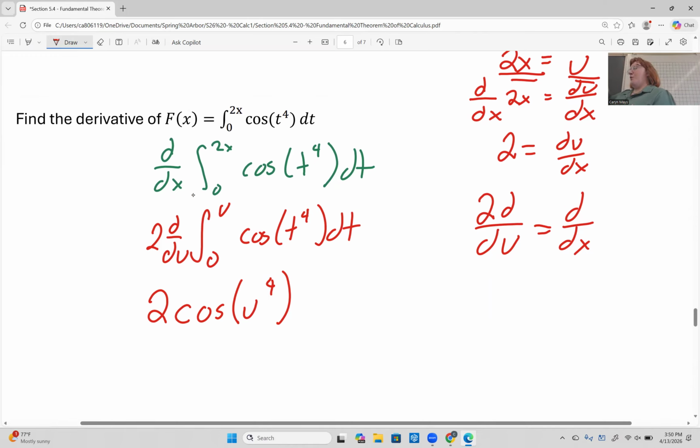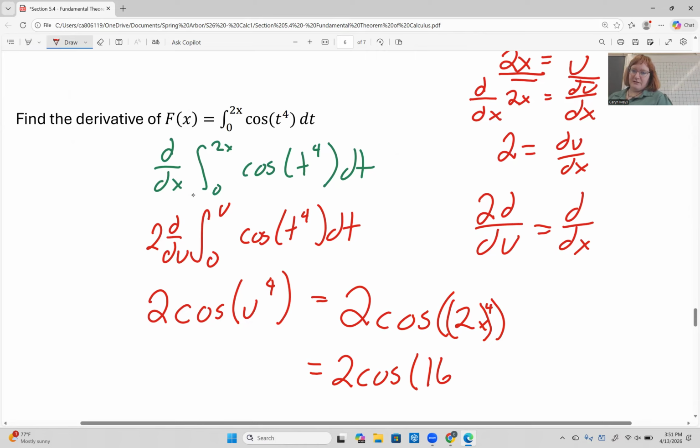Wednesday, we're going to get into more of this more concrete u sub idea. But anytime we change our variables, we have to go back to the original variable unless we're at a final number. We are not at a final number, so we have to go back to that original variable. The original variable was x. u is 2x by that first substitution I did. So I'd have 2 cosine 2x to the 4th. I would accept this, but you can also write it as 16x to the 4th.